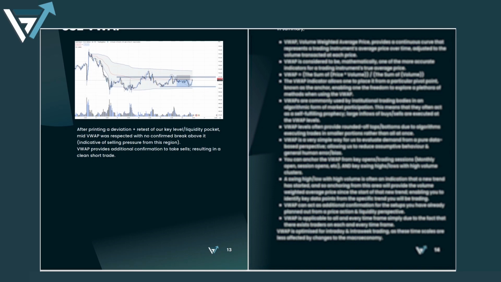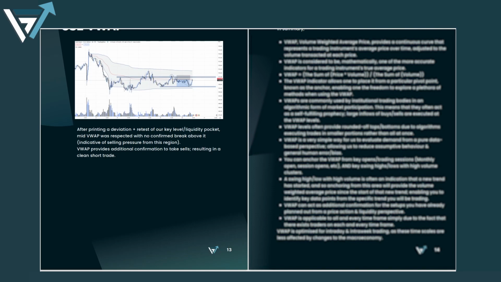You can anchor your VWAP from key opens and session opens, trading session opens, whatever that may be, the monthly open, weekly open, Asia open, or what we prefer is to anchor it from key swing highs and swing lows with high volume. The reason we like the swing highs and swing lows with high volume is because this is an indication that a new trend has started, and being day traders, as the majority of us are, we like to trade the particular trend at that time.